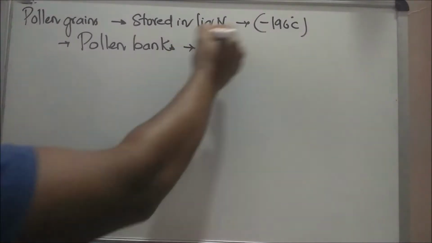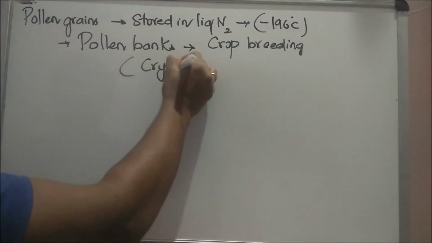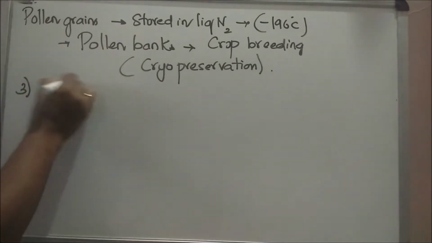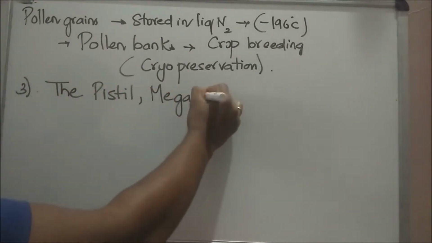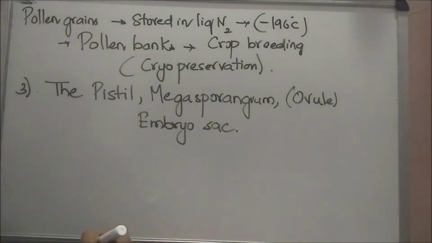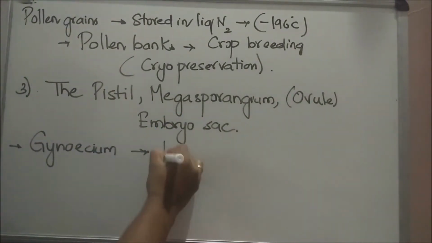Such stored pollen can be used as pollen banks, similar to seed banks in crop breeding programs. It is also called cryopreservation. Let's talk about another topic, the pistil, megasporangium, that is ovule, and embryo sac.